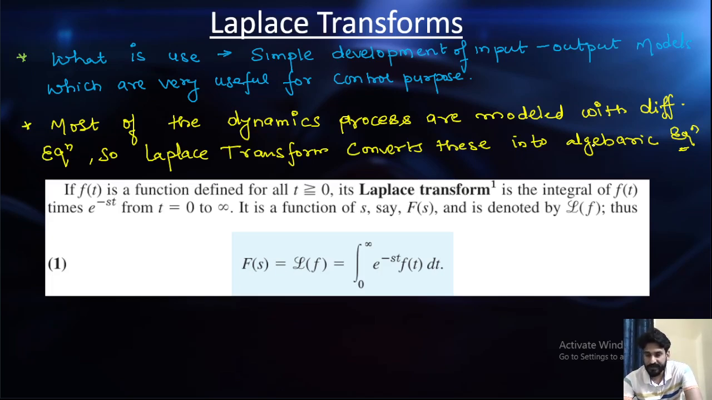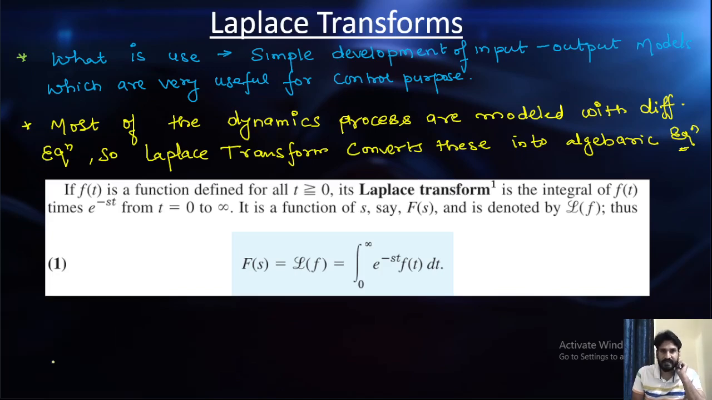Great. Now, okay, good. The question is: we'll use the Laplace transform because it will help us develop input-output models, and it also converts differential equations into algebraic equations. Now, coming to the mathematics part, what is the Laplace transform basically?